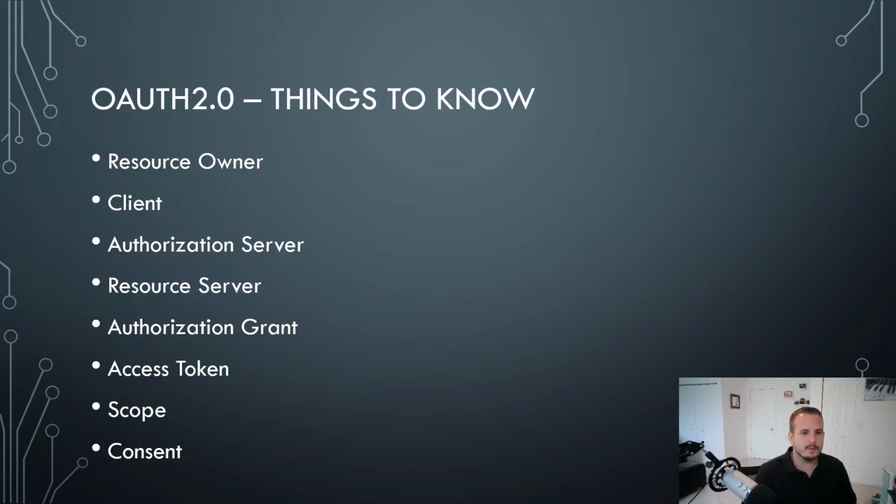Then we have a scope. So this is a specific type of permissions that we want to get access to. So again, this might be like your email or your birthday as an example. And then we have consent. And this is the permissions the resource server asks for that the resource owner has to grant. So this is where the resource owner grants consent to a specific permission.